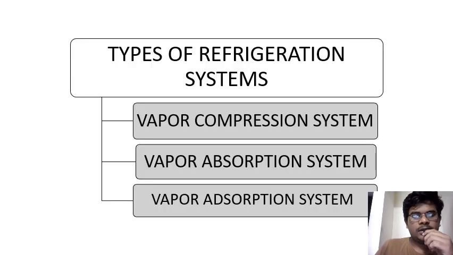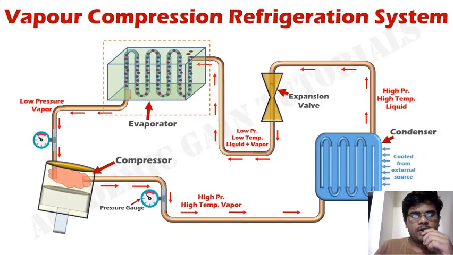Let's see what are the different types of refrigeration systems that we have. We basically have three different types of refrigeration systems. First one is vapor compression, second one is vapor absorption, and third one is vapor adsorption. Let's see what is a vapor compression refrigeration system. A vapor compression refrigeration system is the system that we have seen until now. It consists of an evaporator, compressor, expansion valve and a condenser.